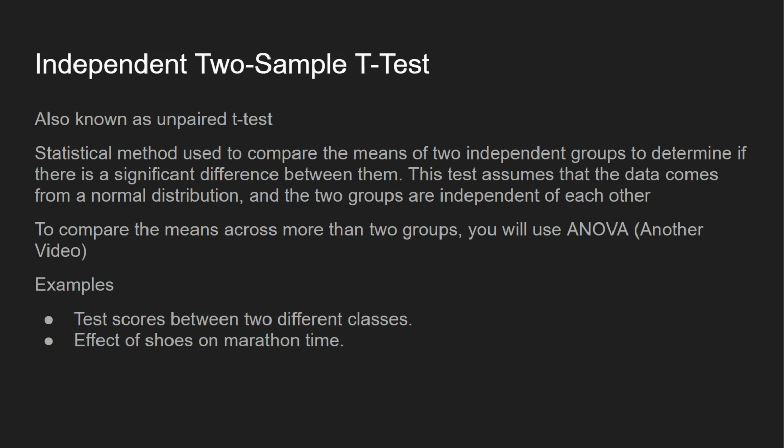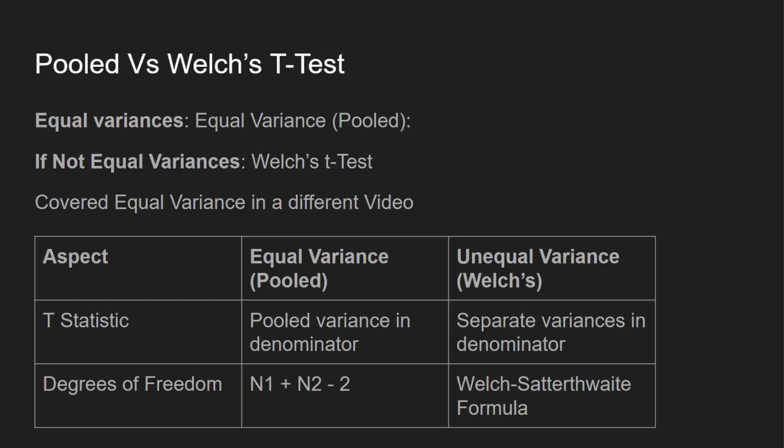And this test assumes that the data comes from a normal distribution. Two groups are independent of each other. If you want to compare multiple, use ANOVA. We'll be covering that in another video. But regardless, examples include test scores between two different classes, or the effects on a marathon time. These are two pretty quick examples, although we're not going to be using these in this video. I have a bunch of other examples to take a look at.